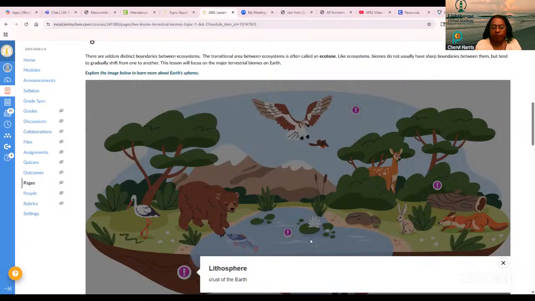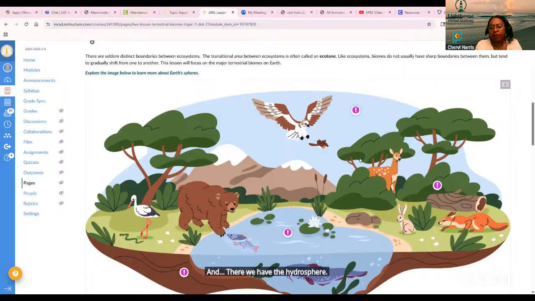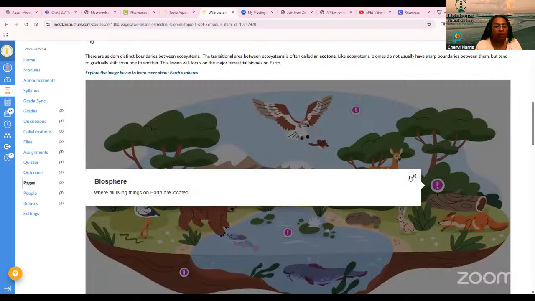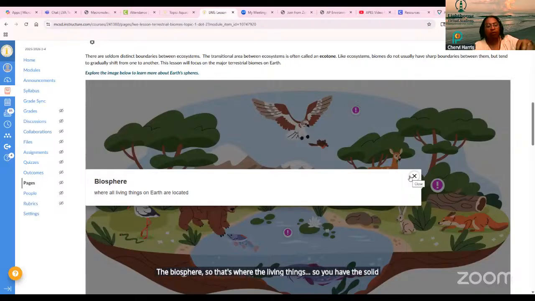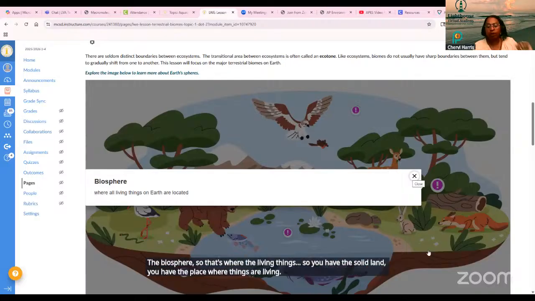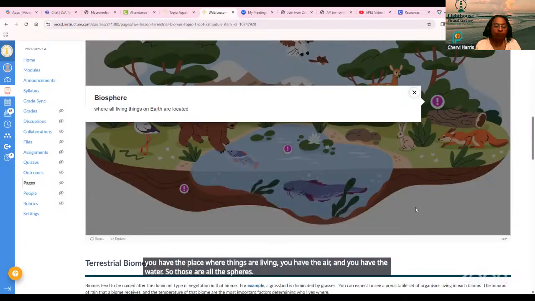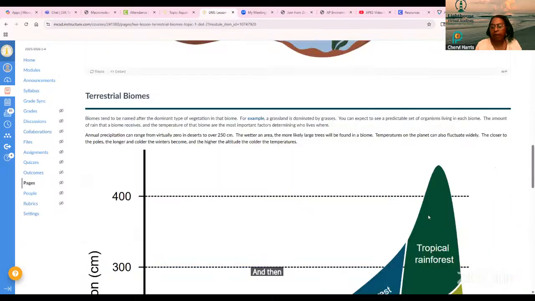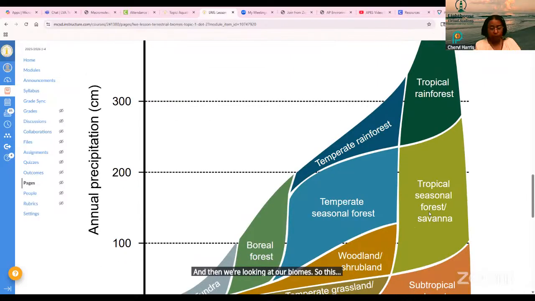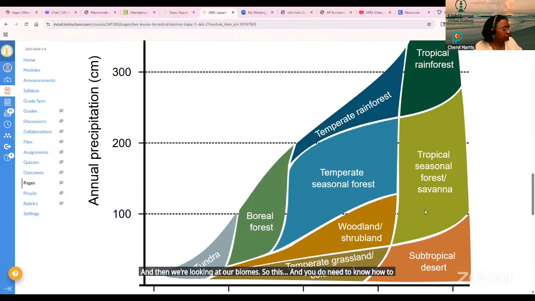And there we have the hydrosphere, come on, click, the atmosphere, click, there we go. And the biosphere, so that's where the living things are. So you have the solid land, you have the place where things are living, you have the air, and you have the water. So those are all the spheres. And then we're looking at our biome. So this, and you do need to know how to read this chart.